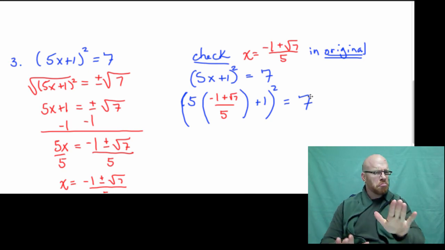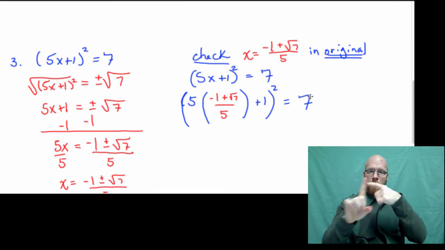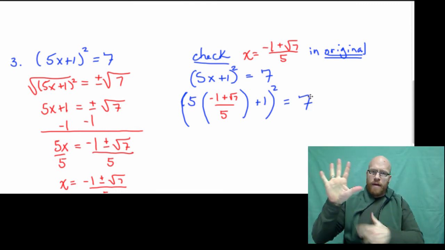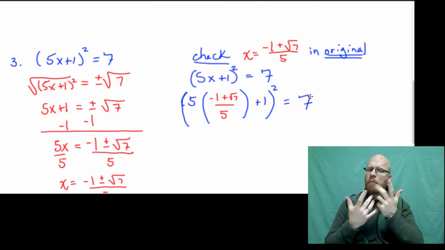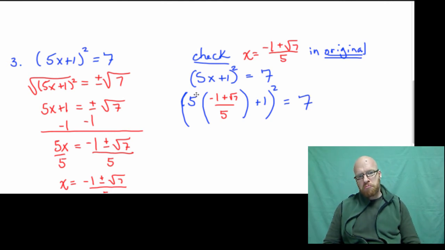Okay. It may look complex, but really it's not very complex. We're going to substitute the answer in for x: negative 1 plus the square root of 7, all divided by 5. If you multiply the fraction by 5, the 5 and 5 right there cancel out. Let's do that first, and we'll simplify this as we go.